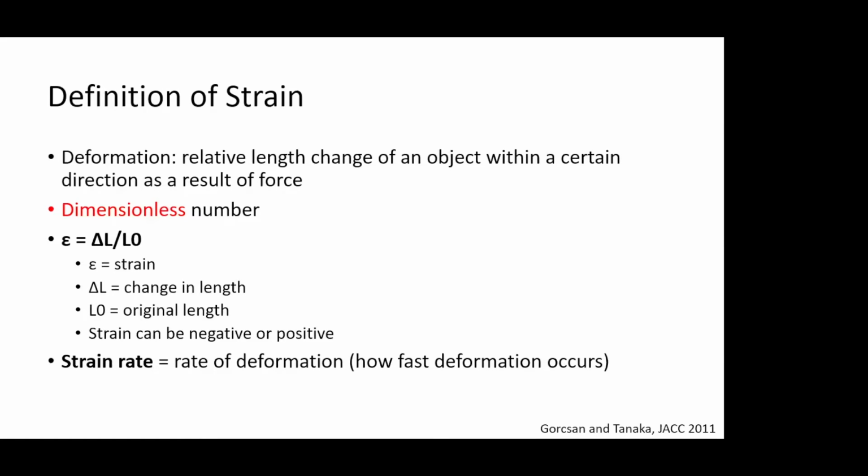So you can place strain obviously on LVs and ventricles and atria, but also on any objects. It's a dimensionless number because, as you can see, strain by calculation is based on a change in length, which is the numerator, over the original length, which is a fairly simple conceptual idea, and it's unitless, and it can be negative or positive because you can change length in either a negative or positive direction. Strain rate is simply the rate of deformation, so how quickly that change in length occurs.